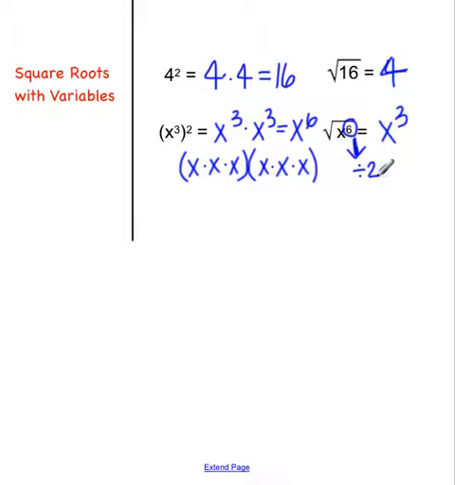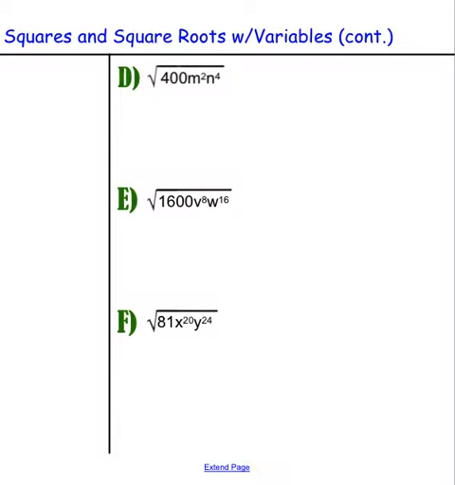So that being said, if we take a look at a couple of examples, our first one is the square root of 400 m squared n to the 4th. Square root of 400, I know that the square root of 4 is 2, and these 2 zeros cut it in half, and I need one of them. And the square root of m squared is m, because m times m gives m squared. And n to the 4th, we're going to divide that 4 in half and get n squared.